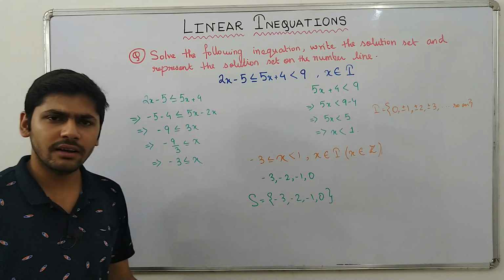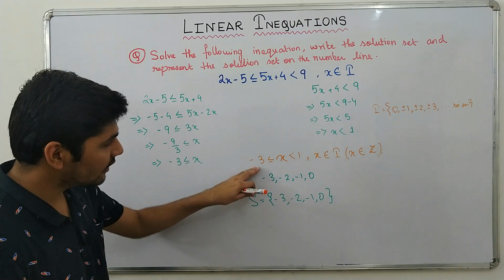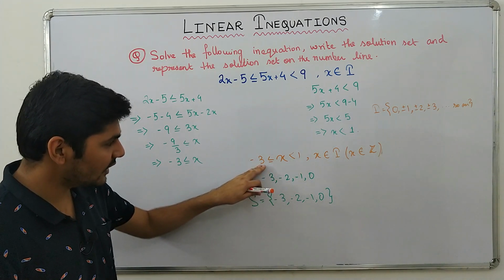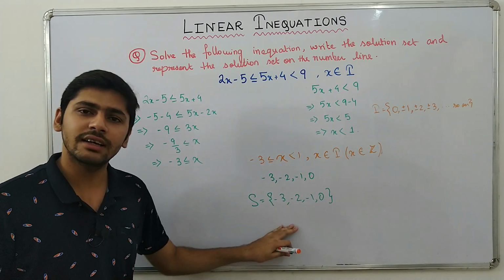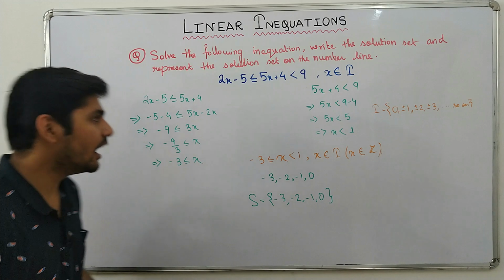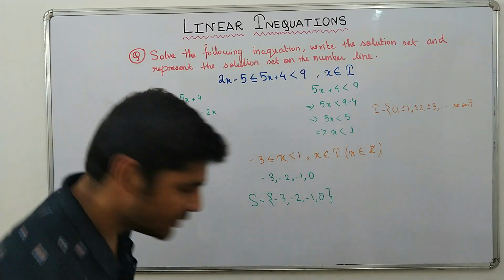So it's very simple. We just found the integers that are present in this particular interval, that is minus 3 less than equal to x less than 1, and that will become our solution set. Now we have to represent the solution set on the number line. Let's do that. That is also very simple.